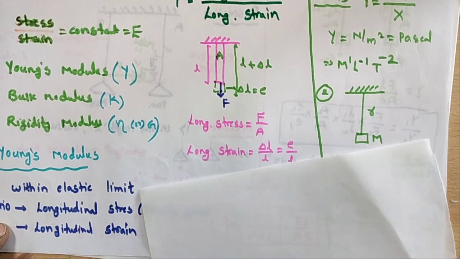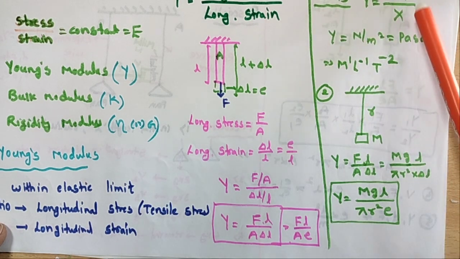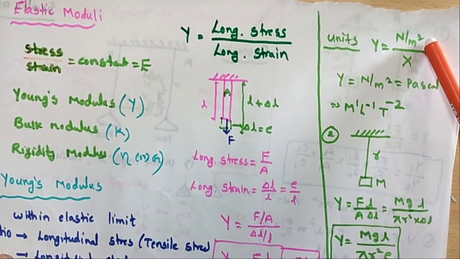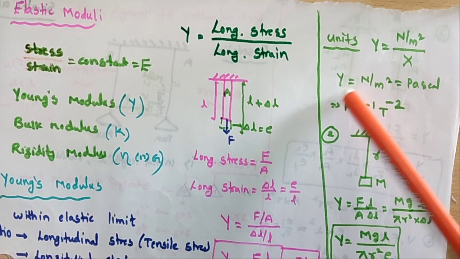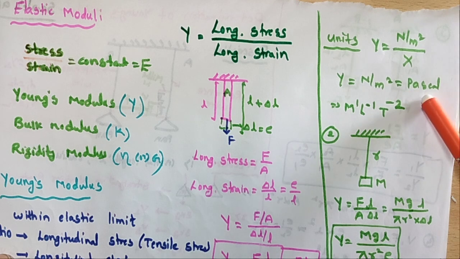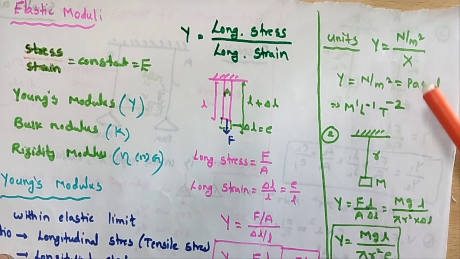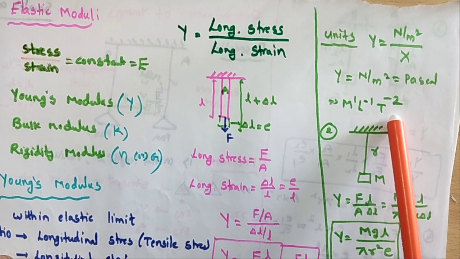What are the units of the Young modulus? Y is equal to stress by strain. Here stress has units Newton per meter square. Strain has no units, so I am taking it as a cross mark. Therefore Y is Newton per meter square, which is equal to Pascal. So stress, elastic moduli and Young modulus all have the same units and the same dimensional formula, that is M^1 L^-1 T^-2.